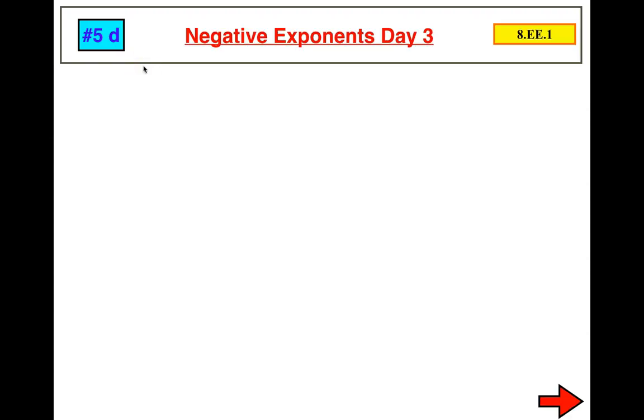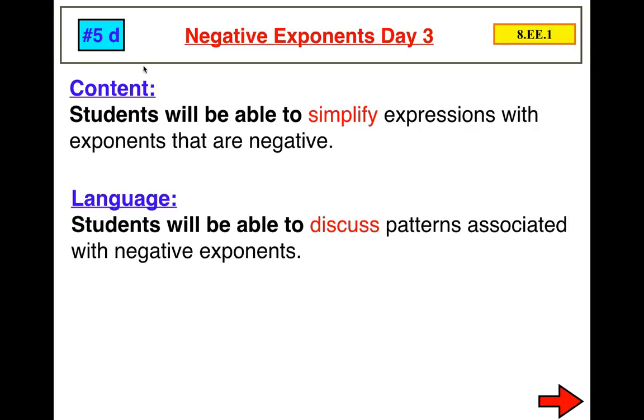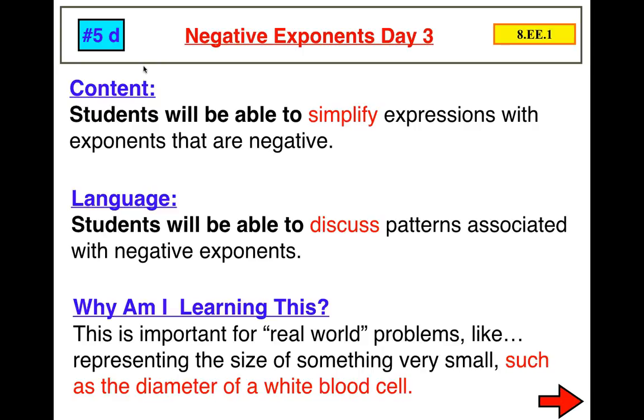Today we're going to be working on negative exponents, day number 3. Our content objective is students will be able to simplify expressions with exponents that are negative. Language objective is students will be able to discuss patterns associated with negative exponents. And why am I learning this? Well, it's important for real world problems, like representing the size of something very small, such as the diameter of a white blood cell. So first, let's go over some background knowledge.